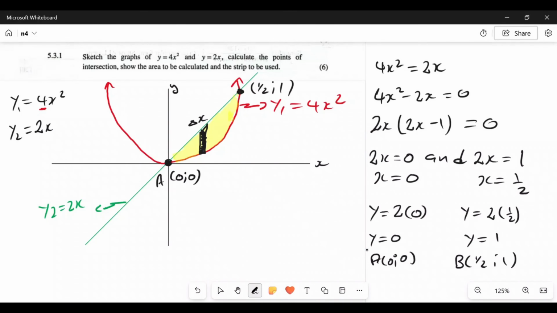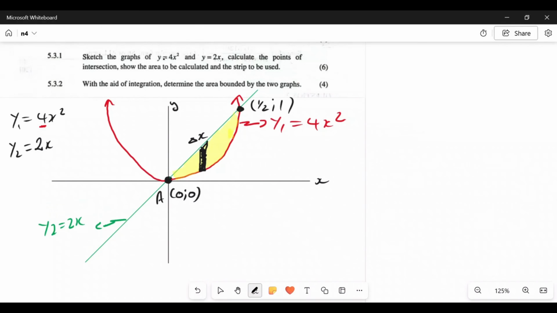We are done with 5.3.1. Let's go and do 5.3.2. All right, guys, let's look at 5.3.2.